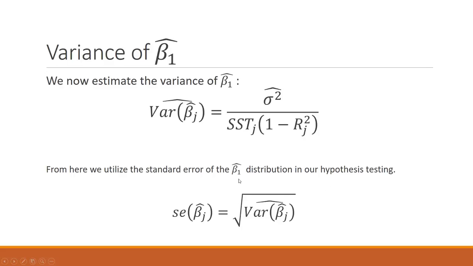What we want to do with our regression is a hypothesis test on whether or not beta 1 is equal to 0. That's our null hypothesis. To test that, we need to create a test statistic. In the test statistic, we use the standard error of beta 1 hat, or beta j hat in this example. The standard error is the square root of the estimated variance of beta j hat. So this is where our standard error comes from.